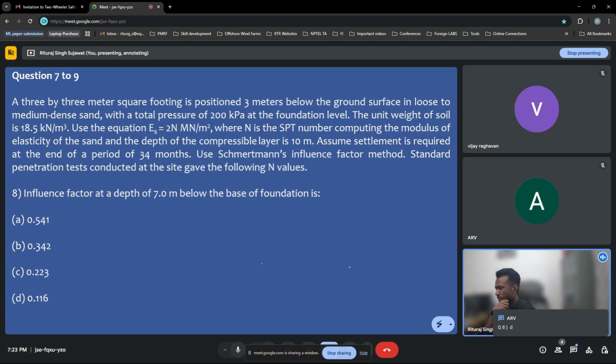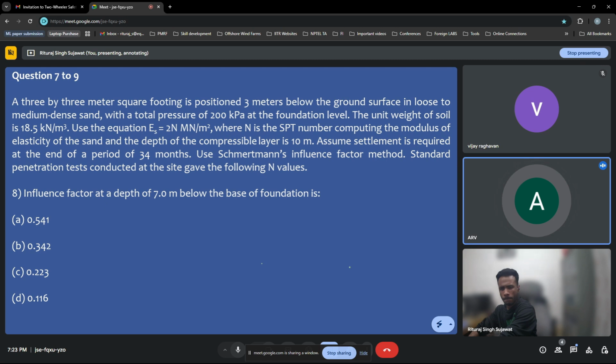Yeah, the answer I'm having is different. I'm getting it as 0.223. If you can check it once from your end, or else we'll solve this and then analyze how we are getting this. What is the maximum limit of influence depth, sir?